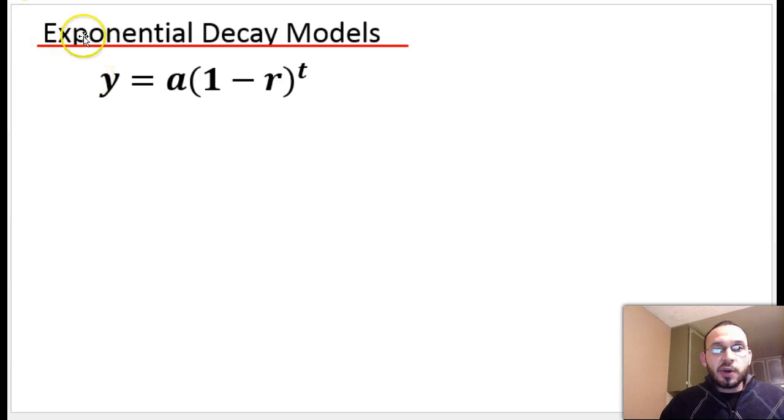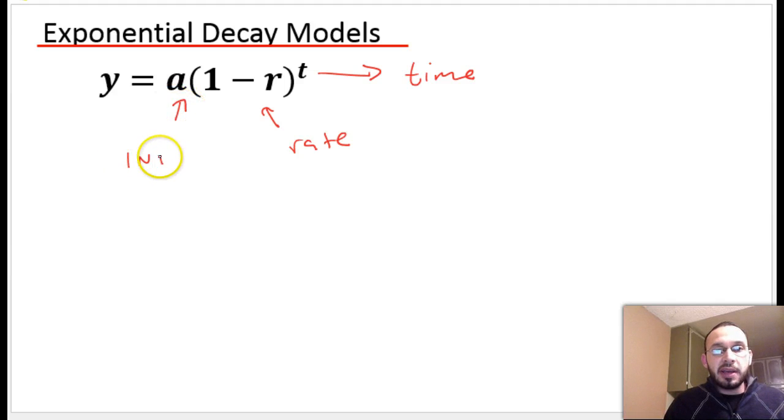Speaking of time, let's label a few of these points. T is for time. R is going to continue to be our rate, and remember, we take rate in decimals. And A is going to be our initial amount. So there's nothing different about the variables.